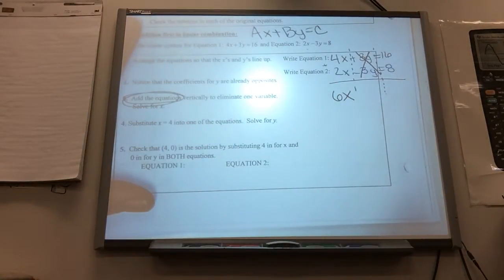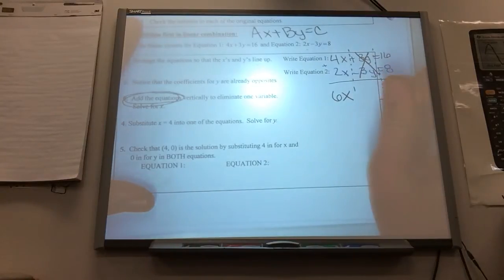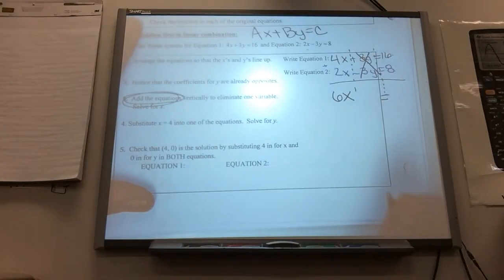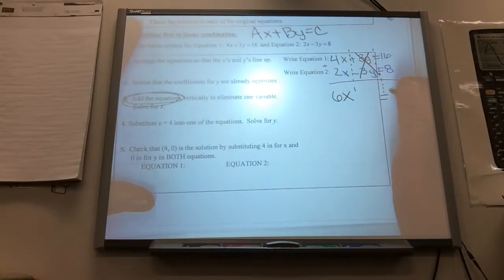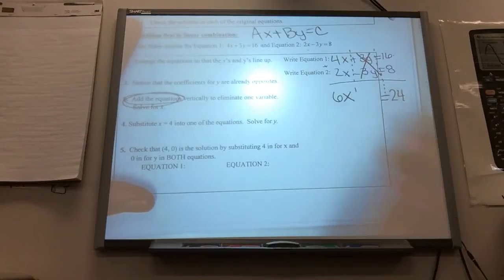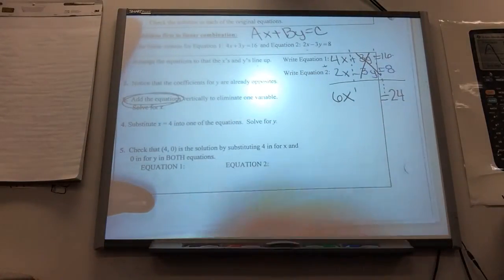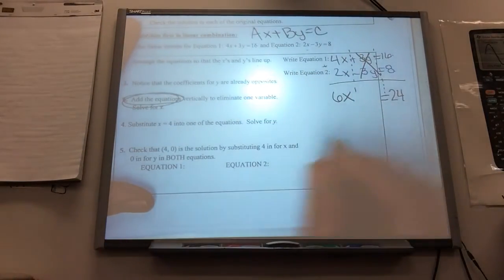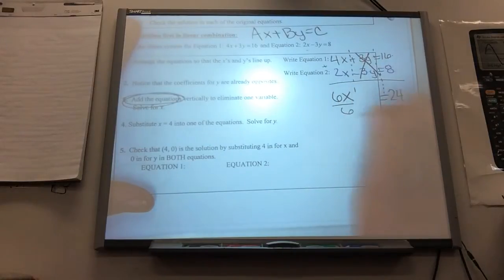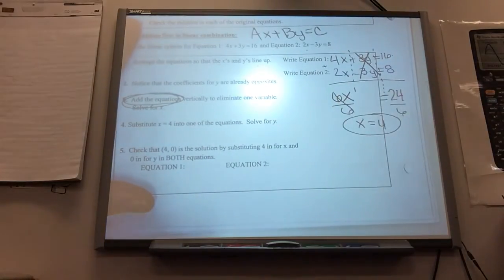That's why we want opposites, because then look at what happens. 16 and 8 would give me 24. Hey, look, I don't have y anymore. I can just go ahead and solve for x. Okay, that's the beauty of linear combination. You combine it, and now we're all set to go. 6x equals 24, so how do I get just x? Divide by 6. And x equals 4. Okay? So I'm halfway there.